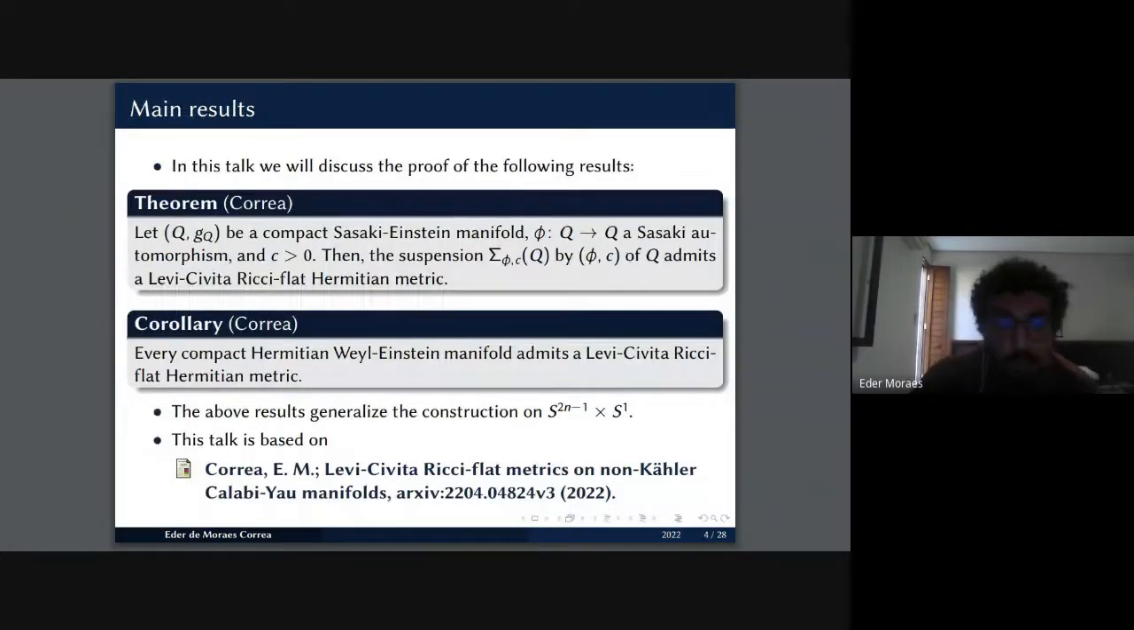The main result which I would like to cover is this one, and a consequence of this result is this corollary, which essentially gives an answer to the question for the particular class of compact Hermitian Weyl-Einstein manifolds. This result is also interesting because it takes into account the Sasaki geometry which we have associated to certain types of Hermitian manifolds. This result essentially generalizes the construction which we have for Hopf manifolds. This talk is based on this paper, where I also studied other applications of the ideas used to prove this main theorem.